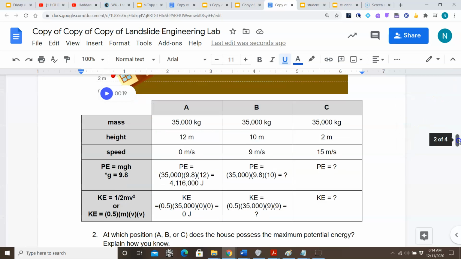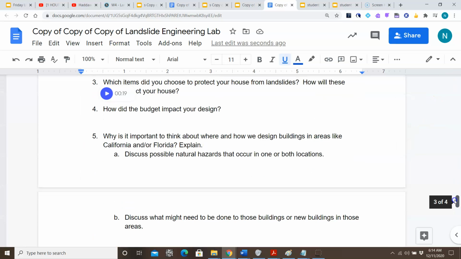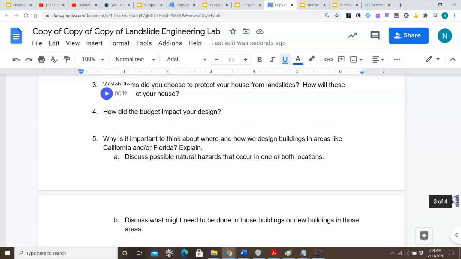All right, final questions at the bottom here. How did the budget impact your design? So did you wish you had more money, or did you have enough? And then at the bottom, thinking about how places like California and Florida, which are prone to landslides, discuss the natural hazards that occur in those locations that can cause landslides, and what might need to be done.